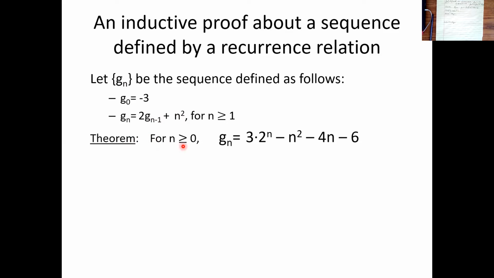Here's what we claim: the closed form expression for the same sequence, for any n from 0 on, so it's the same sequence at all its points, is 3 times 2 to the n minus this quadratic expression.